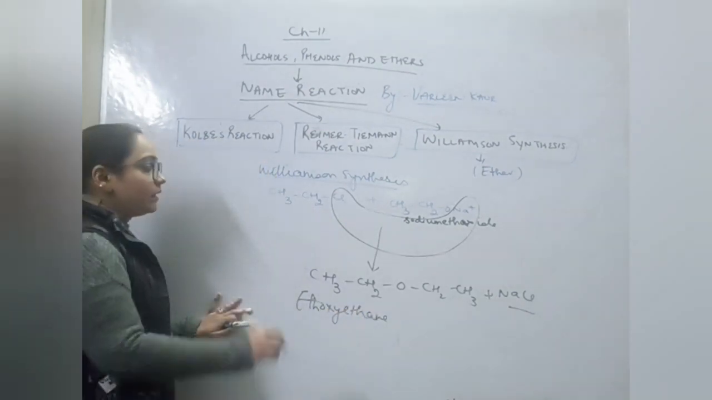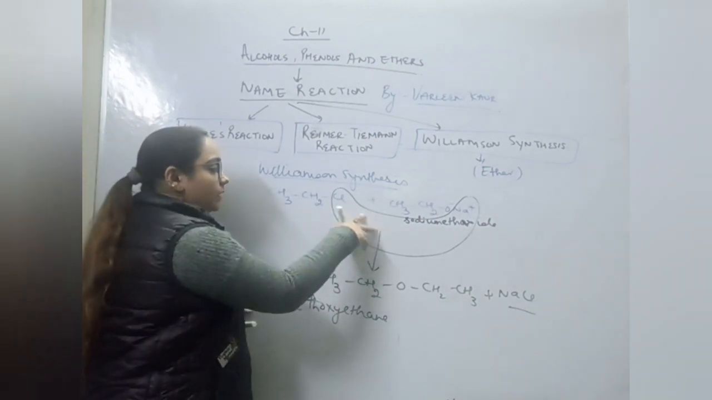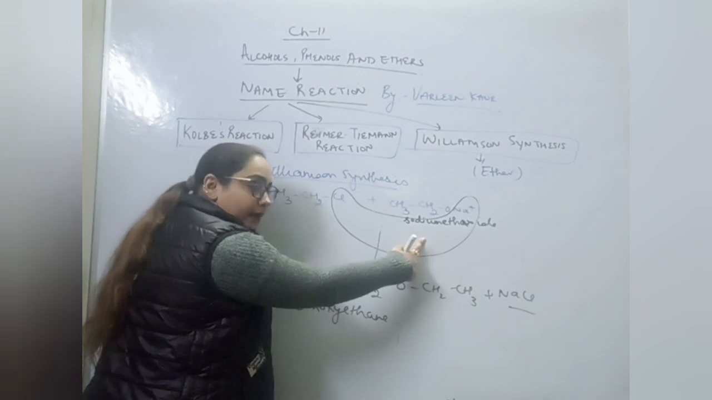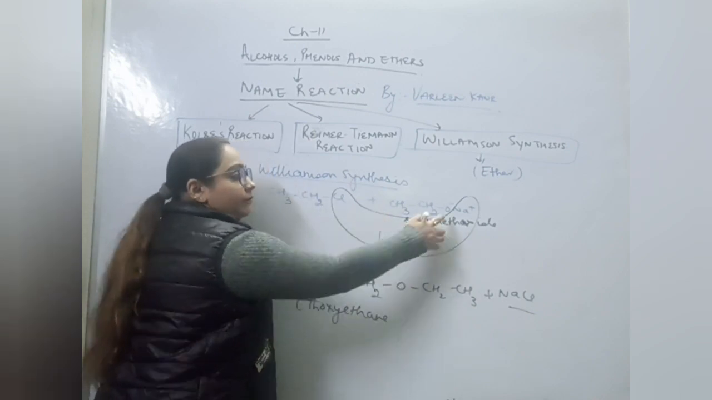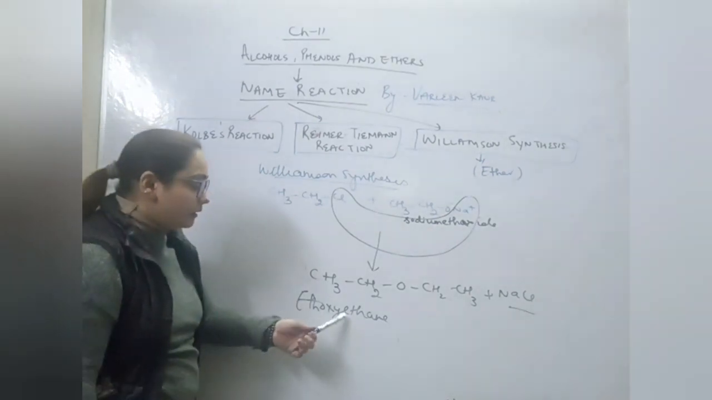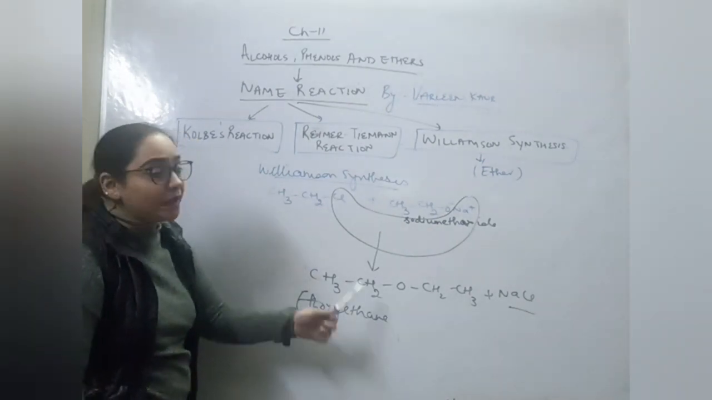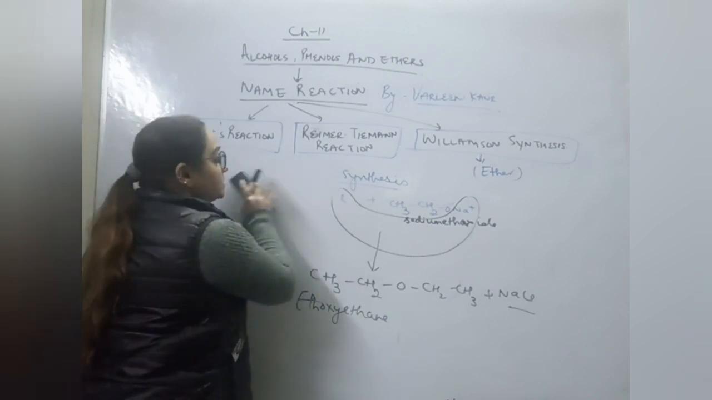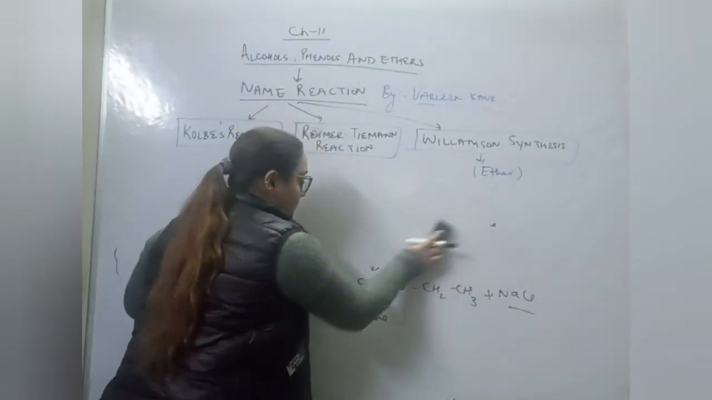Is it clear to everyone? So whenever we have two reactants, one is alkyl halide, another one is sodium alkoxide. When they are treated together, it removes NaCl and forms ether. This is known as ethoxyethane. But here there is one condition which is very important. Just see.